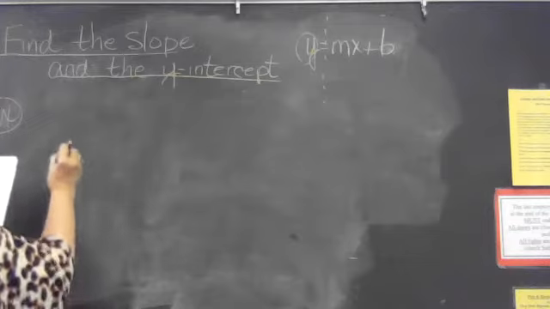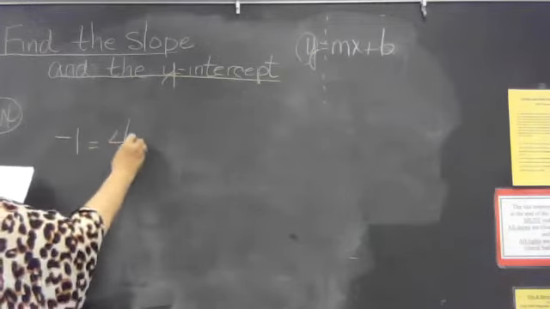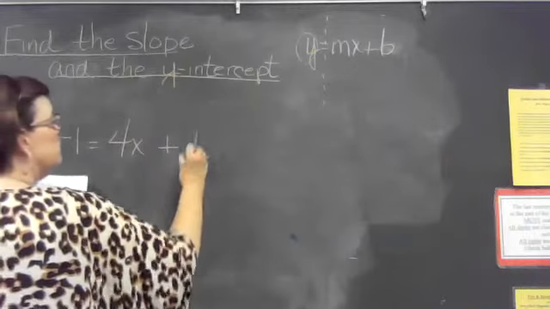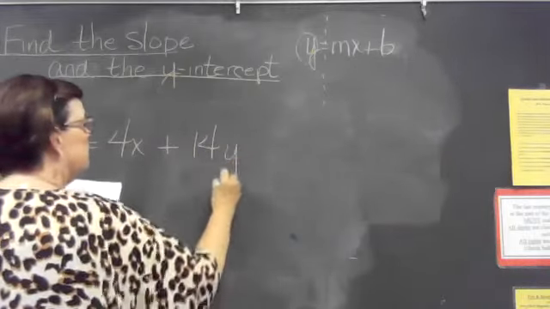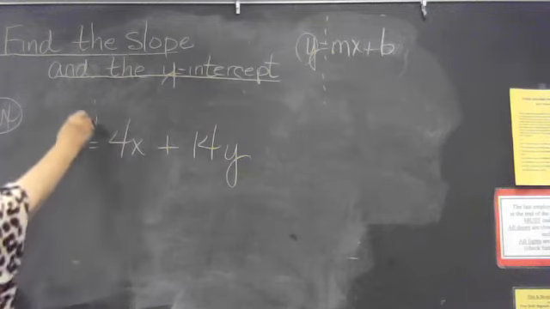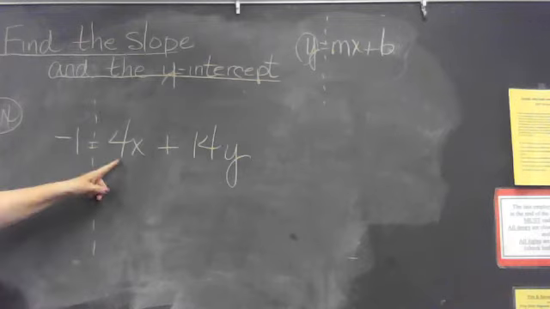here we go. -1 equals 4x plus 14y. I'm doing number 5. This is number 5. So you can see that it is not solved for y. So don't try to tell me that the slope is 4. Don't tell me that, okay? You have to solve for y first.